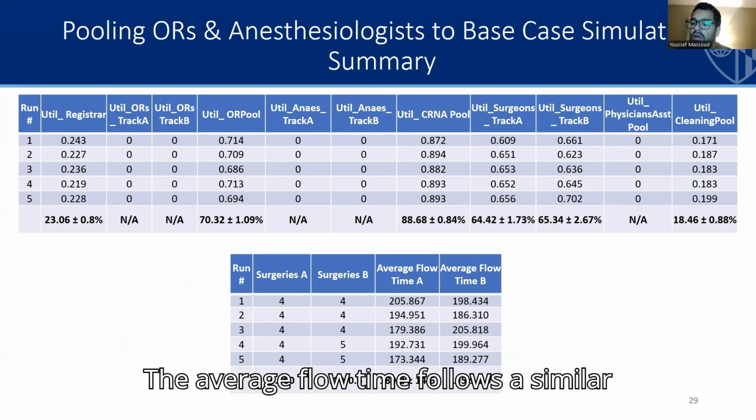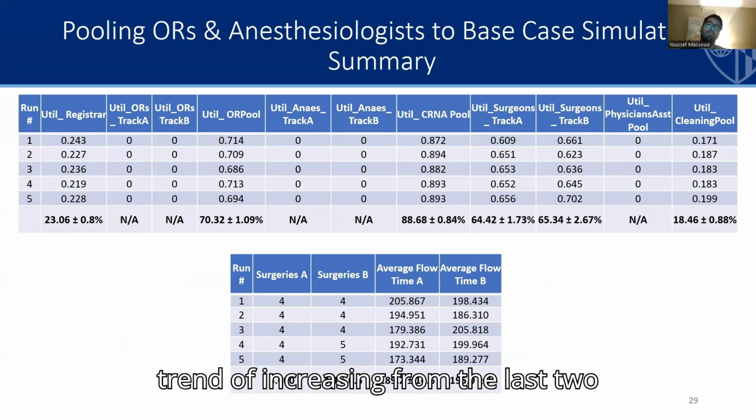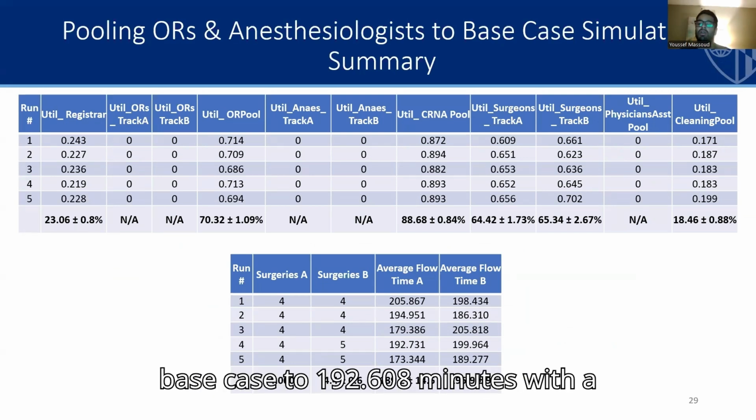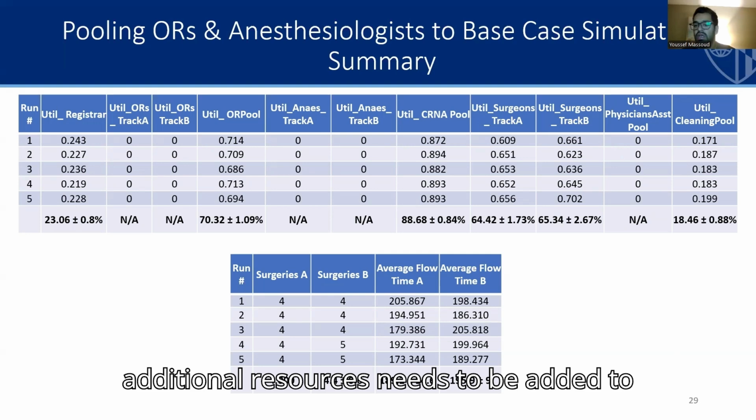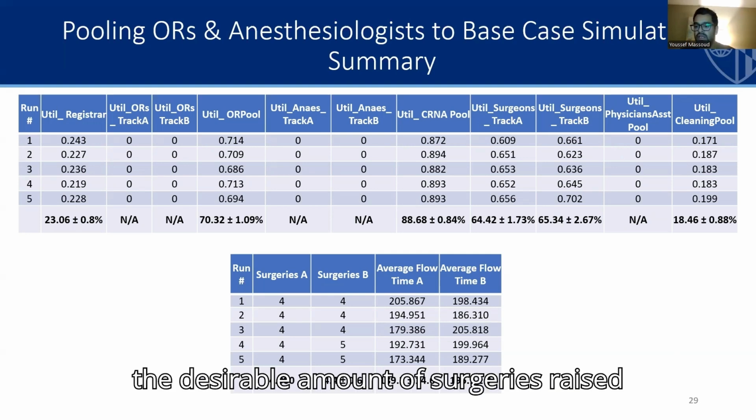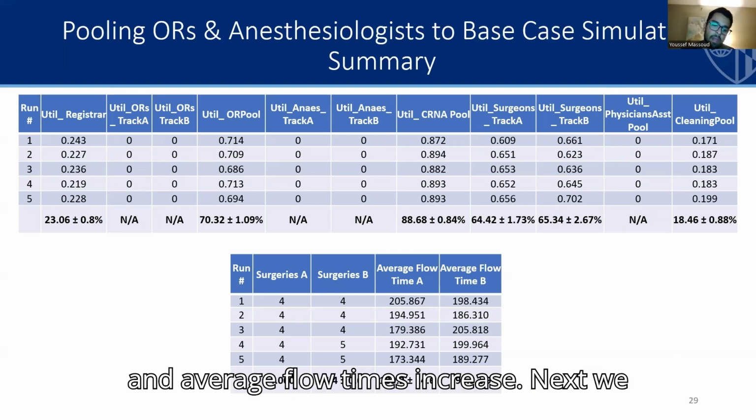The average flow time follows a similar trend of increasing from the last two cases, but decreasing slightly from the base case to 192.608 minutes, with a standard deviation of 9.42 minutes. Pooling does matter in this case, but additional resources need to be added to the surgery procedure to get the desirable amount of surgeries raised and average flow times decreased.